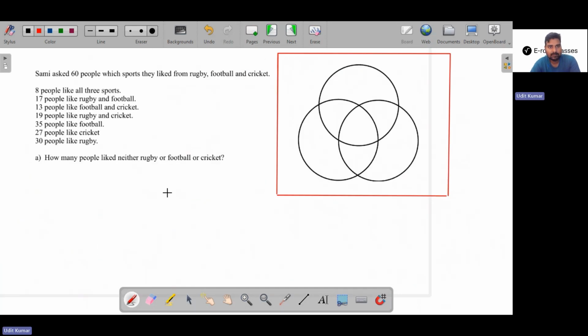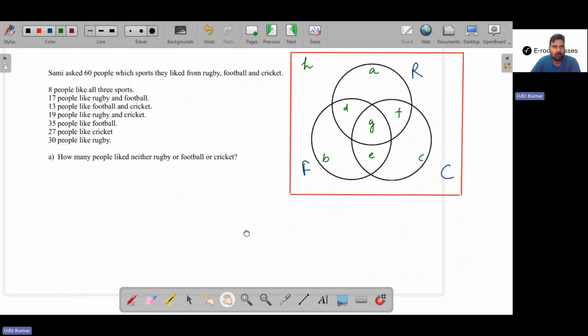Sami asked 60 people which sports they liked from rugby, football, and cricket. Okay. So again, the first thing that I will do is, let's say this represents rugby, this football, and this cricket. Let me use capital C. And then I will give them the names, right? A, B, C, D, E, F, G, and outside as H.